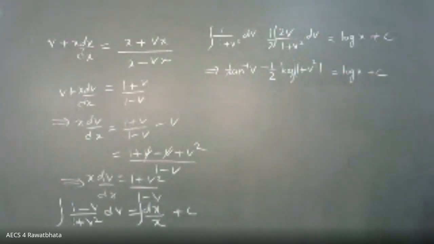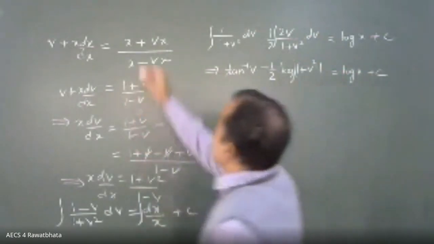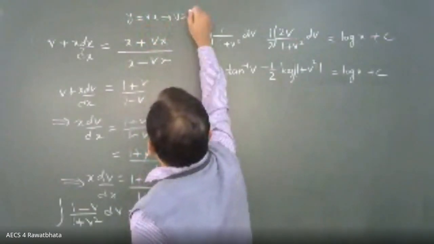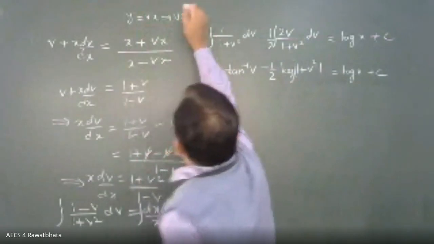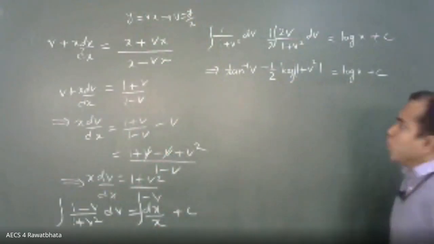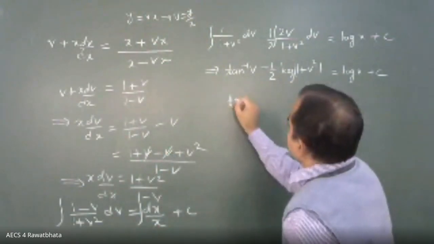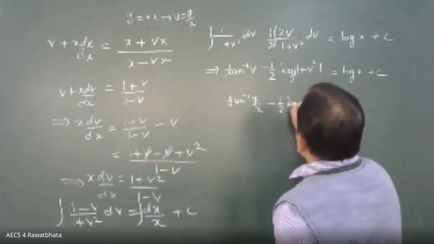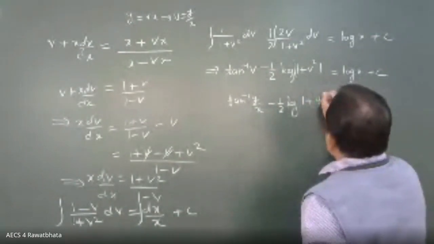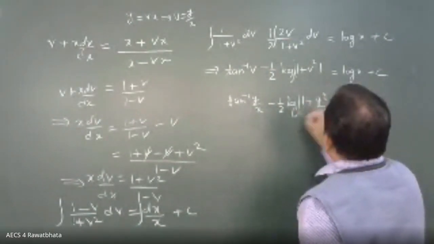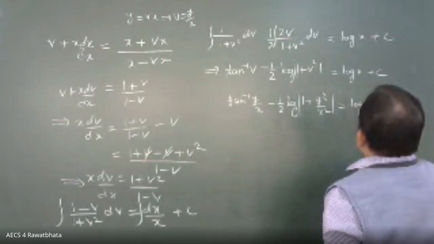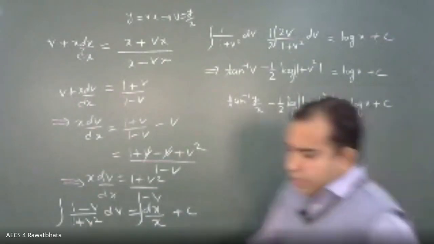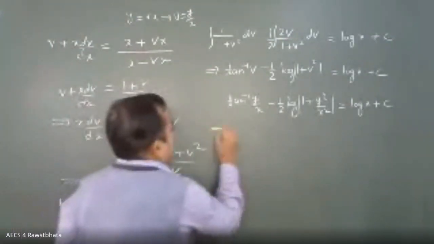I think this is integrated. Now the v value can be substituted because y equal to vx it was. So it means v equal to y upon x. So let me put the value of v, which is y upon x, everywhere. So tan inverse y upon x minus half log 1 plus y square upon x square equal to log x plus c. Okay, I think we can take LCM here, and this way we can simplify.